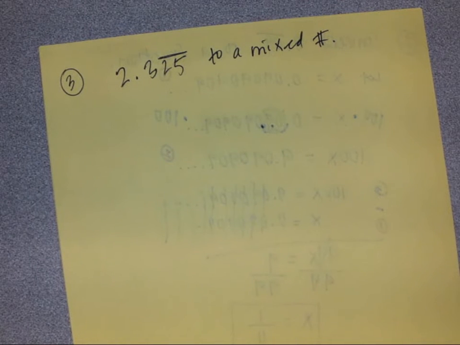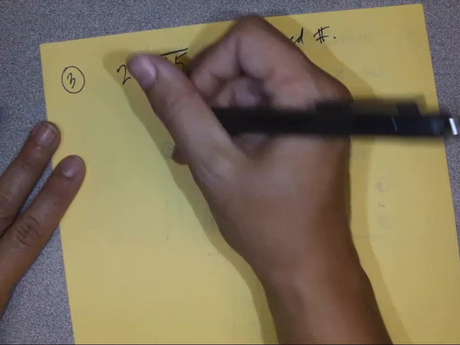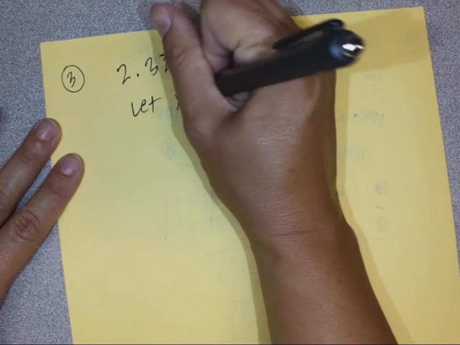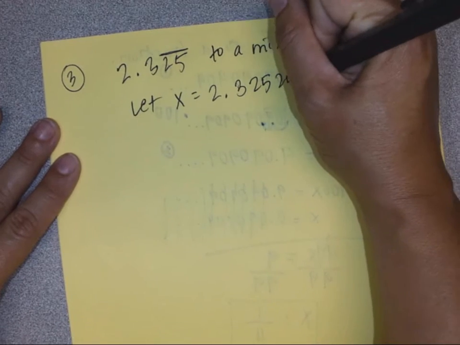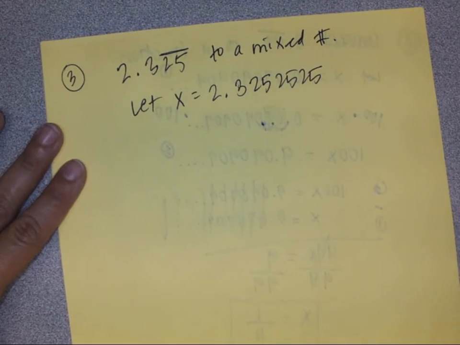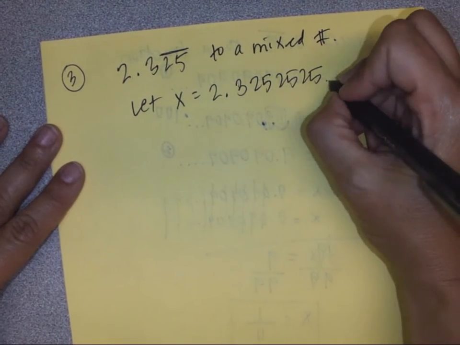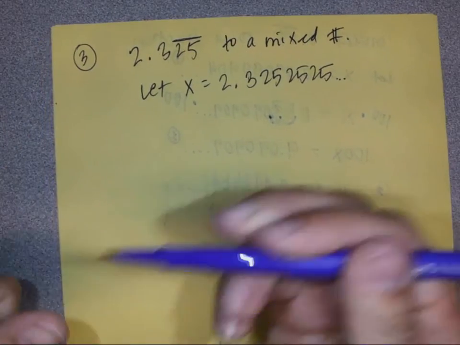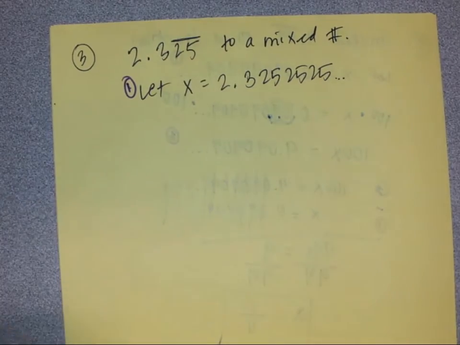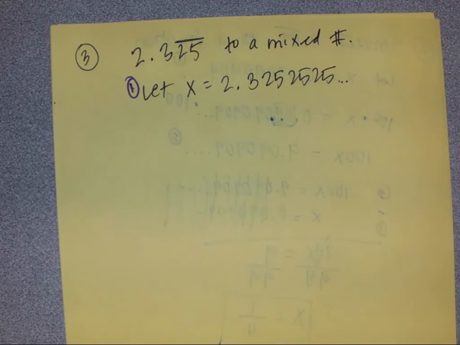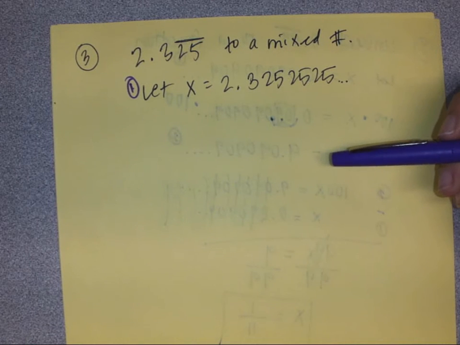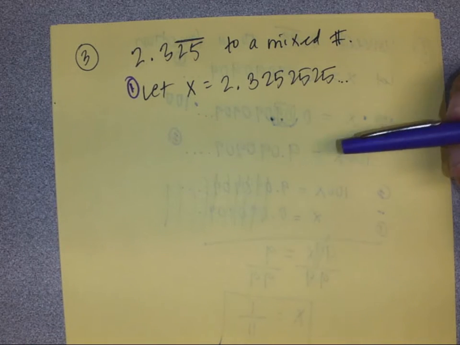Okay, so first thing we do, let x equal it. So we're going to say let x equal 2.3, and the thing that's repeating is 2, 5, 2, 5, 2, 5, so on and so forth, dot, dot, dot. That's equation number 1. Do you notice something different about this specific decimal than the other 2 we've done? I hope that you notice that it has a 3 right there at the beginning. That's going to affect our work a little bit. It's not going to make it super hard, but it's going to change it just a little bit.